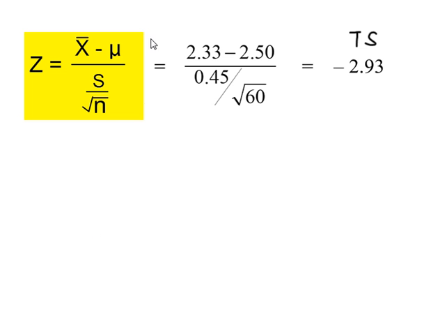This is the formula to work out the test statistic, and substituting the values into this gives us a test statistic of minus 2.93. So now we need to do the sketch of the normal distribution, work out the critical value, the acceptance region, rejection region, and mark this value on there.